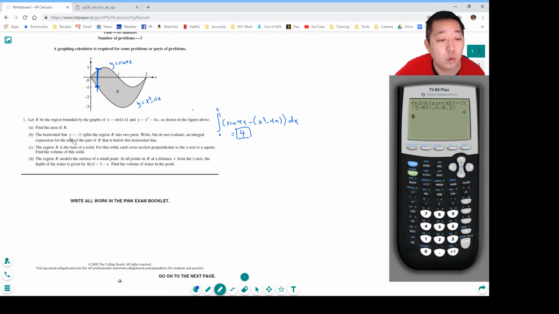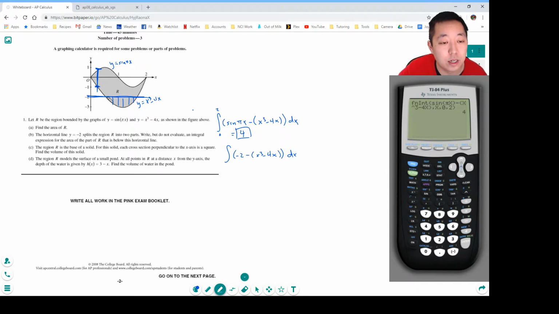The horizontal line y equals negative 2 splits the region into two parts, like that. Do not evaluate the integral, but write an expression for the area of the part of R that is below the horizontal line. Okay, so I want this area here. I'm still going to integrate, and the height of this rectangle is negative 2 minus this one. It's top minus bottom still.